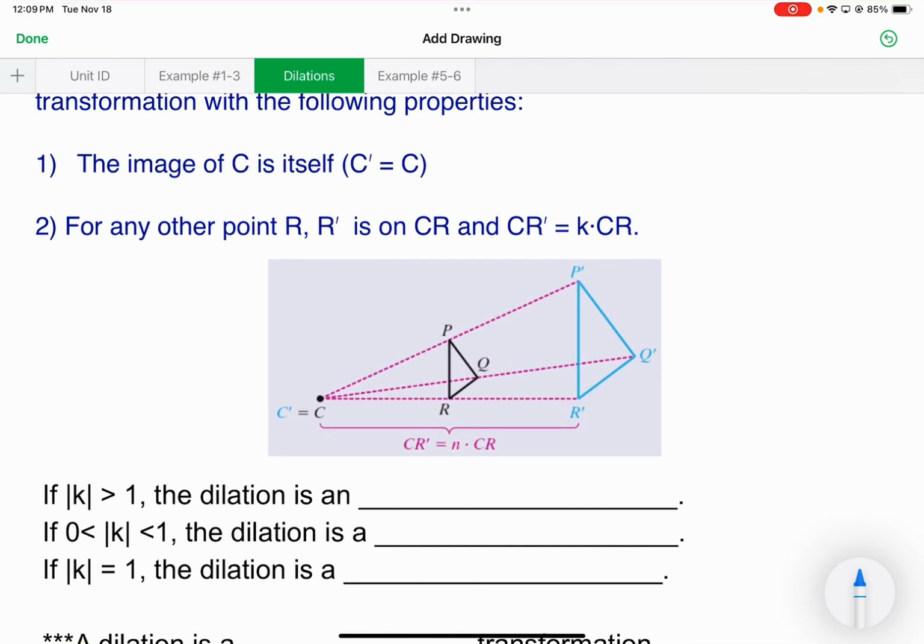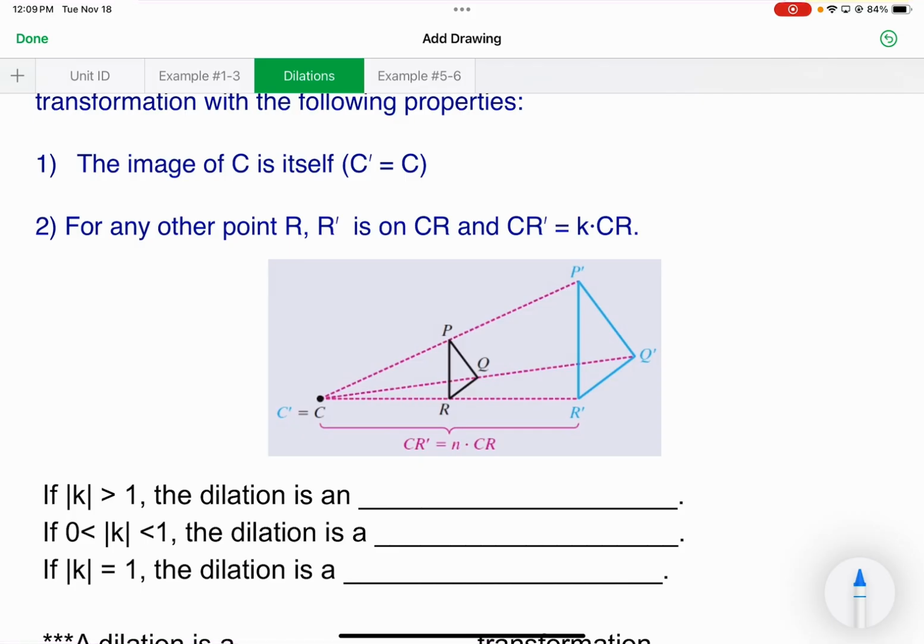Either way, if we look at our black triangle compared to our blue triangle, we see that our image gets larger. And we dilate about a certain point. Today we're going to talk about dilating about the origin. Tomorrow we'll talk about dilating about a different fixed point, okay?